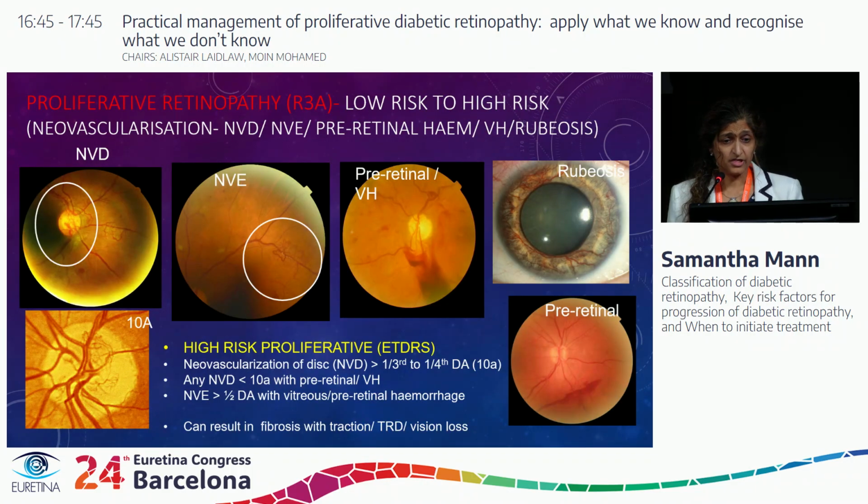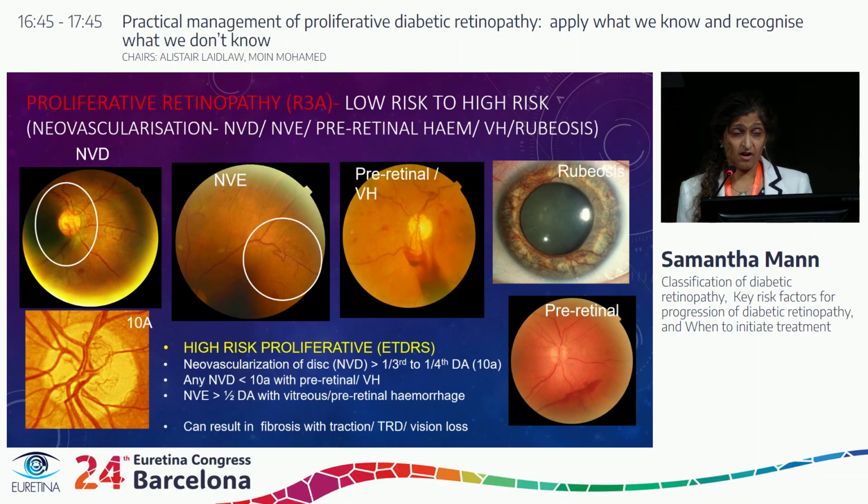Then you move on to proliferative retinopathy. There's low risk and high risk. Remember, the high risk characteristics. These are basically any neovascularization of the disc greater than 1/3 or 1/4 of a disc area. So if you see this diagram, the 10A photograph, any more new vessels of the disc than that is classified as high risk characteristics for proliferative retinopathy. Or if it's less than that, it has to be associated with some pre-retinal hemorrhage or vitreous hemorrhage. Or if it's any level of NVE, here there's an example in the second photograph, that's greater than half a disc area and associated with vitreous or pre-retinal hemorrhage, then that again would be high-risk characteristics.